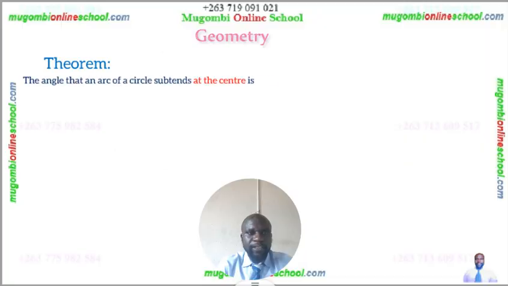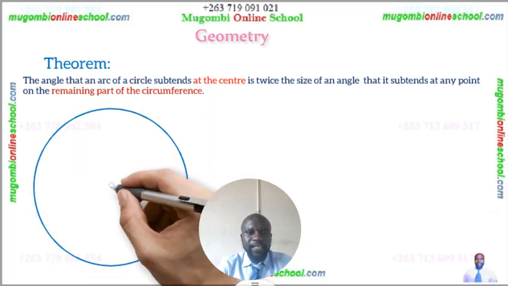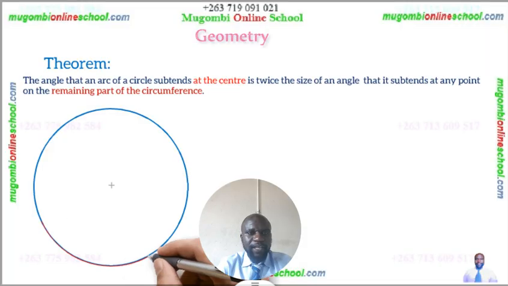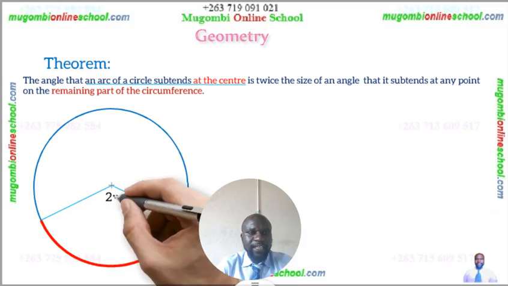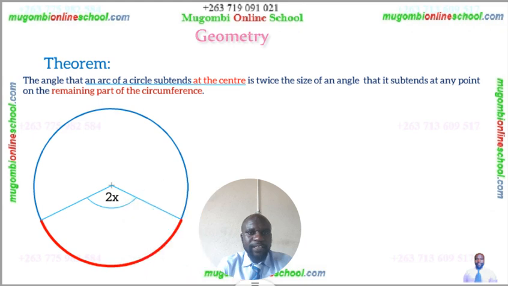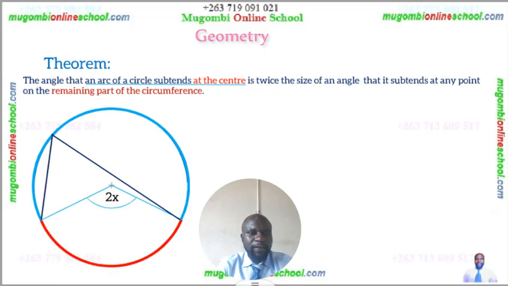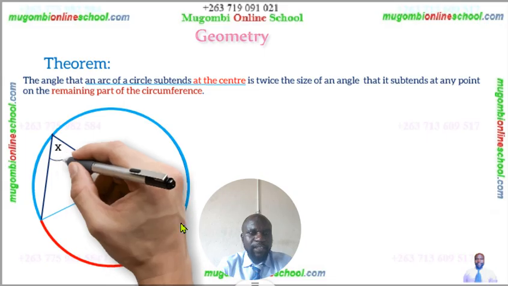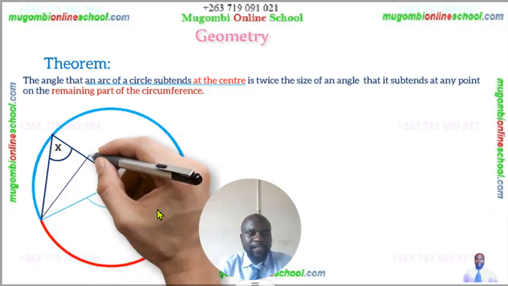The angle that an arc of a circle subtends at the center is twice the size of an angle that it subtends at any point on the remaining part of the circumference. Let us consider this circle, right? We have got this arc, and an arc of a circle subtends at the center. This is the center, and this angle is twice the size of an angle that it subtends at any point on the circumference, the remaining part of the circumference, this one. The angle which is formed from the end of the arc at the circumference is half the one at the center.